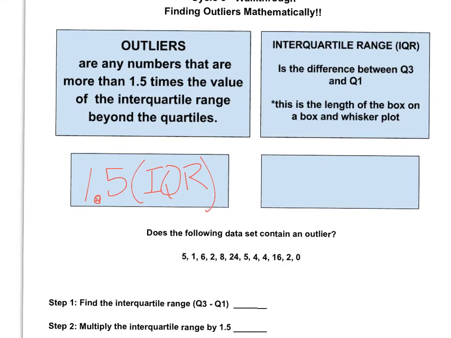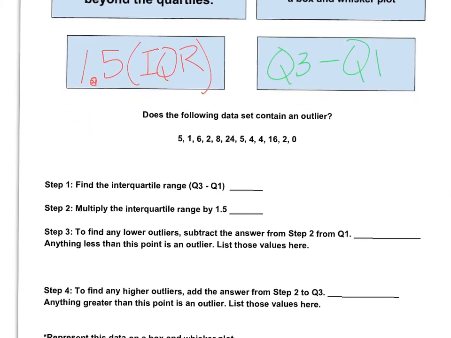Okay, well, what's an interquartile range? Over in the other box, it says interquartile range, IQR, is the difference between Q3, quartile 3, and quartile 1. This is actually just the length of the box on a box and whisker plot. So what is the inside range of my data? We'll take Q3 minus Q1, and that is our interquartile range. So let's put this to an actual data set.